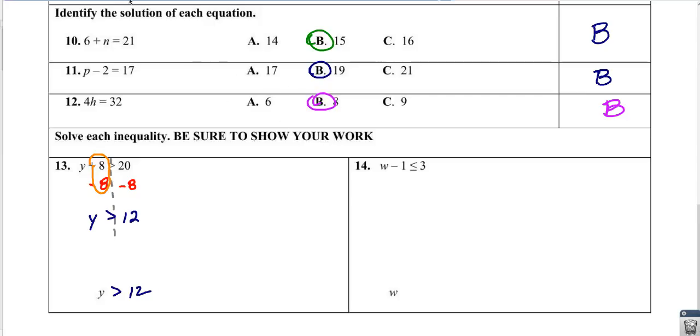And for number 14, again, we're going to use this idea. We're going to add 1 to each side to cancel out the idea of subtracting 1. These cancel out. Just like that canceled out. And we are left with W is less than or equal to 4.